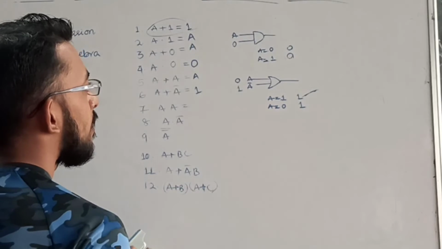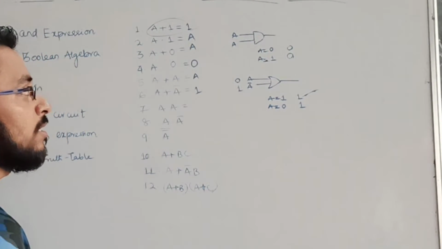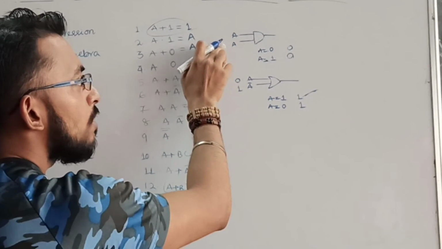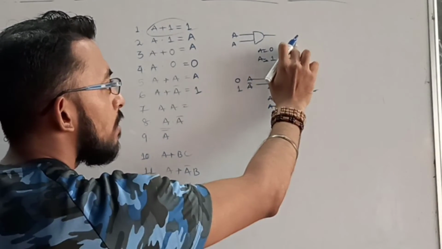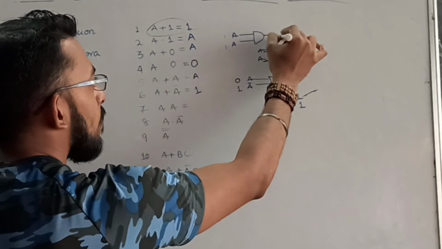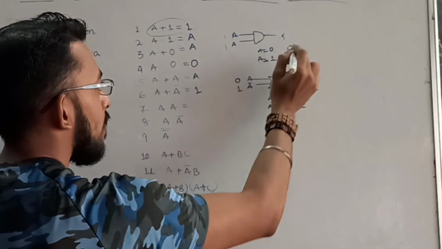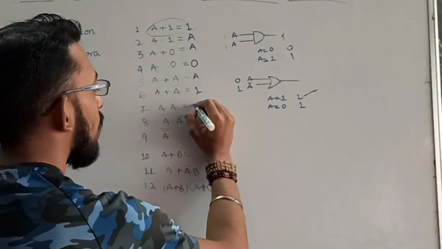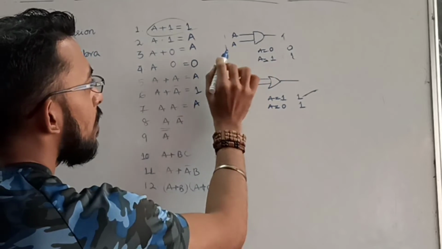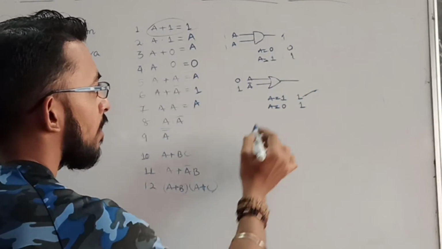Now, the sixth one. A dot A. A dot A means if A equal to 0, this is 0. 0 dot 0 is nothing but 0. This output is 0. This is 1, this is 1. Output will become 1, because 1 dot 1 and 1 means give me output 1. It means A dot A will always give me a value A. You see, if A equal to 0, output is 0. A equal to 1, output is 1.